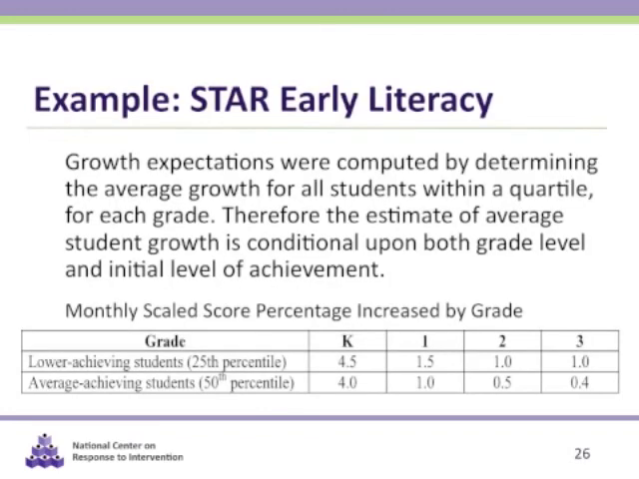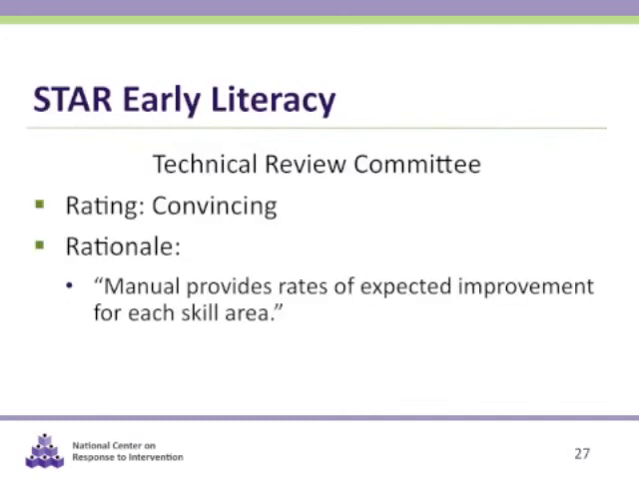And here we see a third example, the STAR early literacy measures. Here we have growth expectations, like slopes of improvement. And here the vendor is providing slopes for students who are below the 20th percentile and for students who are at the 50th percentile. The STAR people provided research documentation to support these recommendations, and the Technical Review Committee, again, rated these recommendations and the data supporting the recommendations to be convincing.